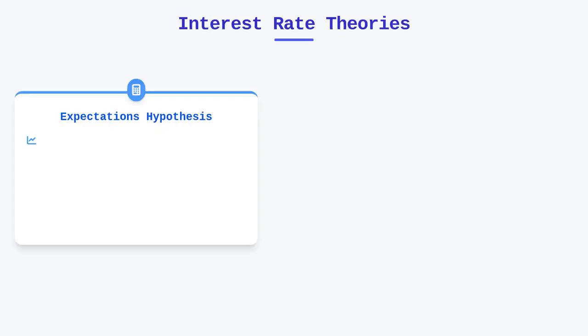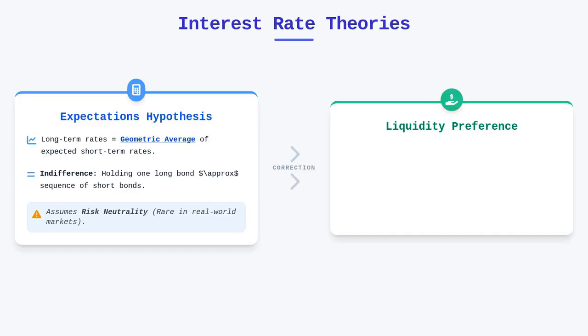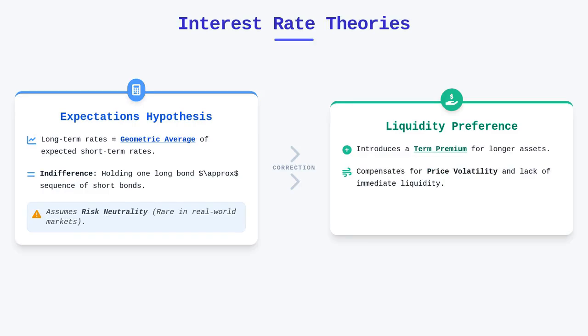The expectations hypothesis posits that long-term interest rates are essentially reflections of the geometric average of expected future short-term rates. Under this framework, investors are indifferent between holding a single long-term bond or a sequence of short-term bonds that lead to the same maturity. However, this theory assumes that investors are risk neutral, which we know is rarely the case in real-world markets. The liquidity preference theory corrects this by suggesting that investors demand a premium for holding longer-term assets due to the associated price volatility and lack of immediate liquidity.